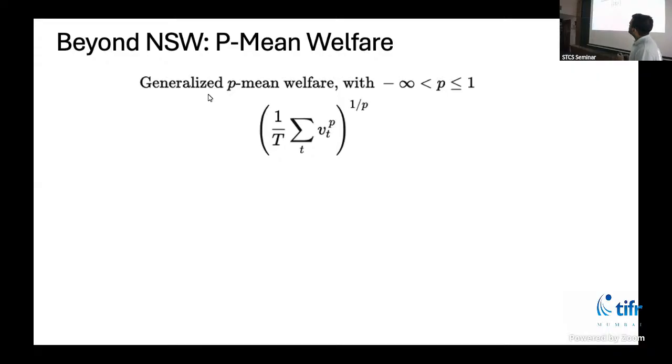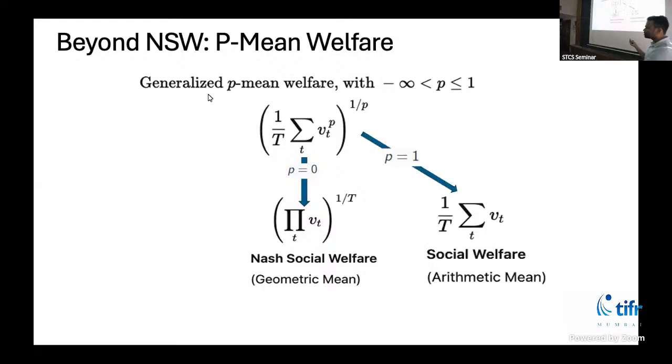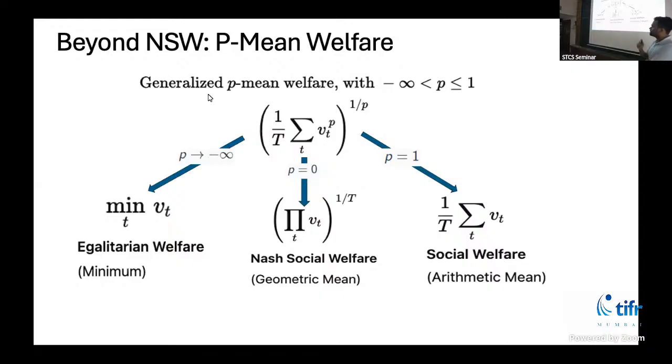There is another notion of welfare called power mean welfare, which is defined by this. We extend all this to it. Power mean welfare is very general: for a given value of P, we get a specific social welfare function. P equal to 0, we get Nash. P equal to 1, we get the arithmetic mean social welfare. P equal to minus infinity, we get egalitarian, or the minimum. So this is the entire range, and we can play with the entire range of P to get different social welfare.